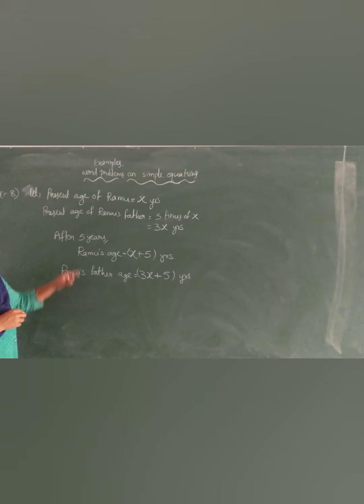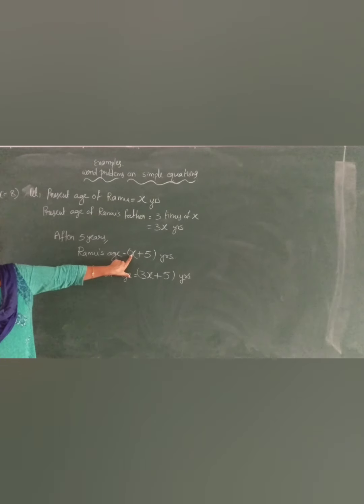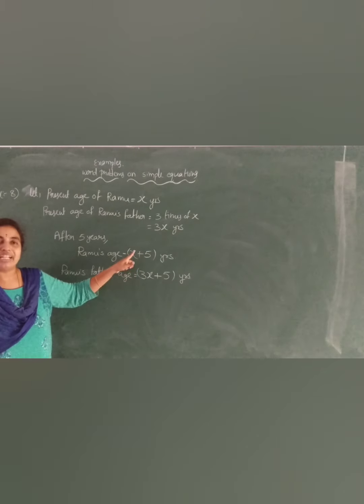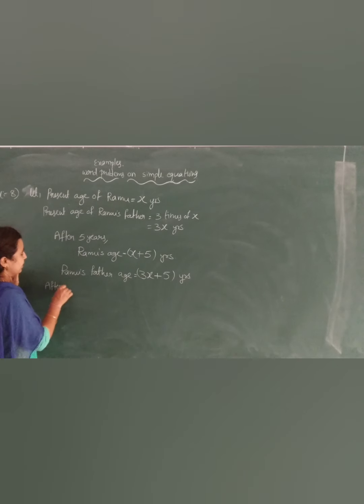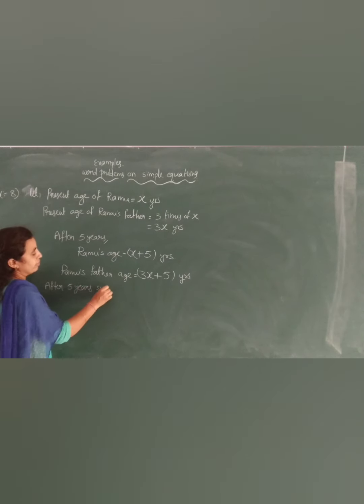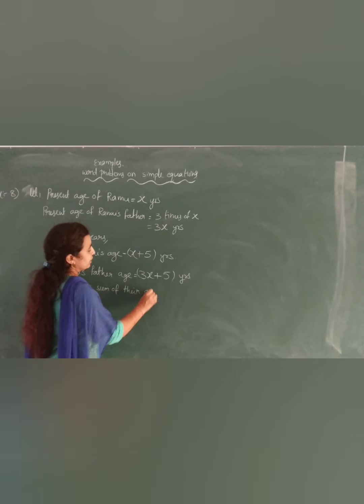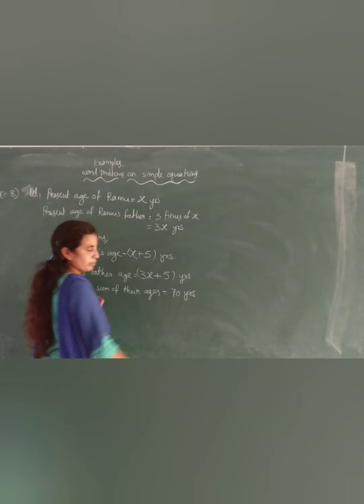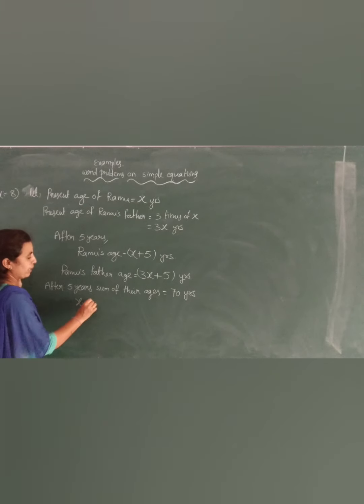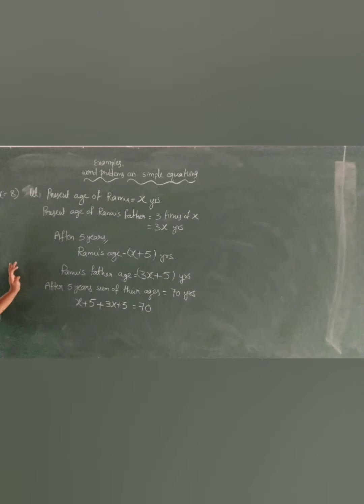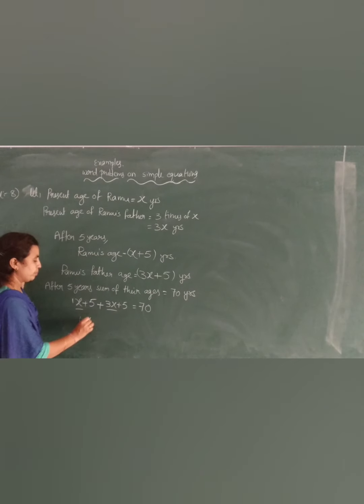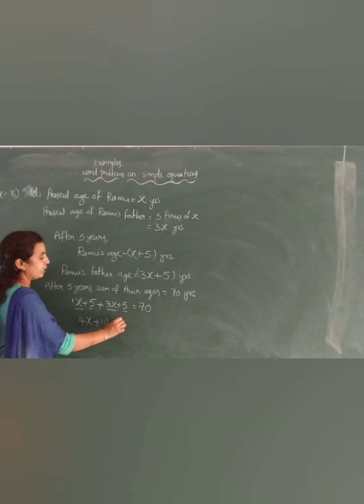Then what we have given? After 5 years, sum of their ages is 70 years. These two, when you add this, sum means addition of these two ages is equal to 70 years. After 5 years, sum of their ages is equal to 70 years. That means add these two. x plus 5 plus 3x plus 5 is equal to 70. Now write terms. x plus 3x. How much it is? No coefficient is there, means 1. 1 plus 3, 4x plus 5 plus 5, 10 is equal to 70.